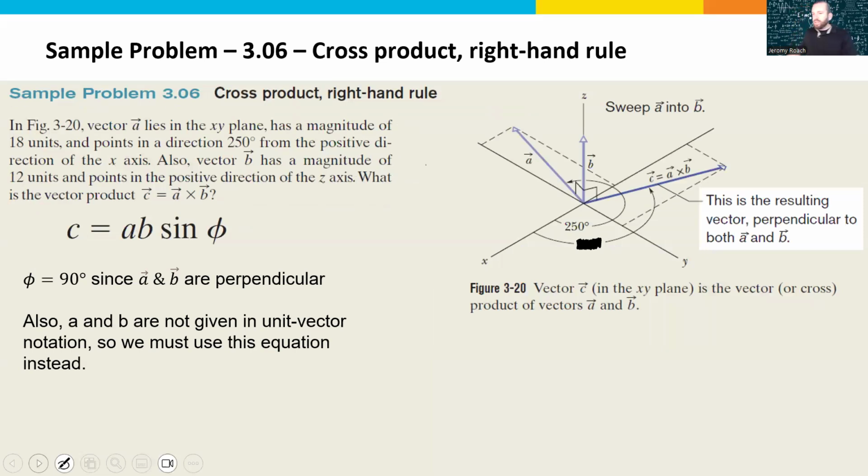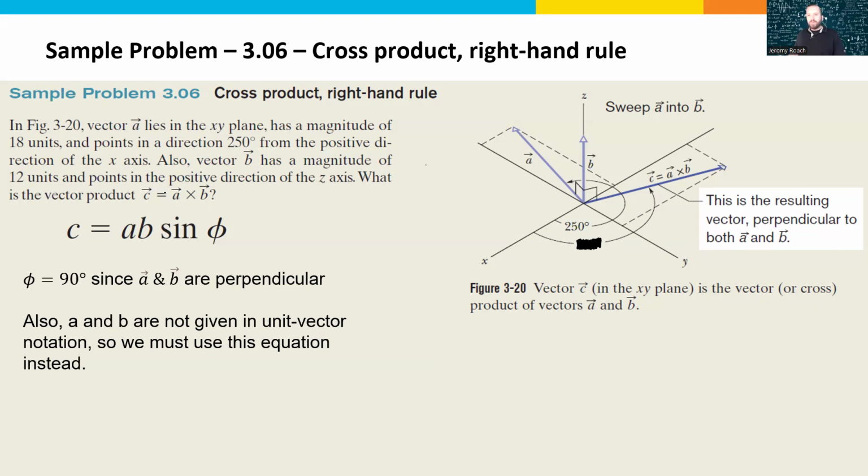All right, this next one is using the cross product now. It says in this figure, vector A lies on the XY plane. It has a magnitude of 18 units and it points in a direction of 250 degrees from the positive direction of the x-axis. Also, vector B has a magnitude of 12 units and it points in the positive direction of the z-axis. What is the vector product C equals A cross B?